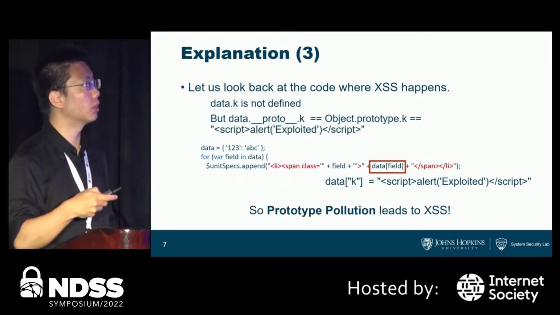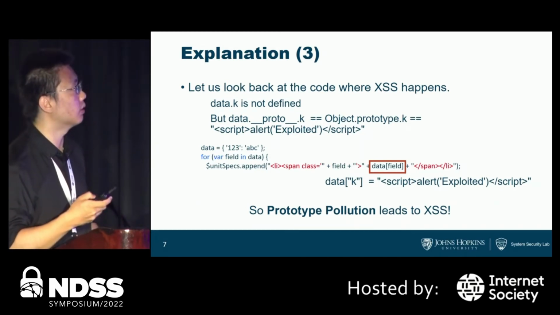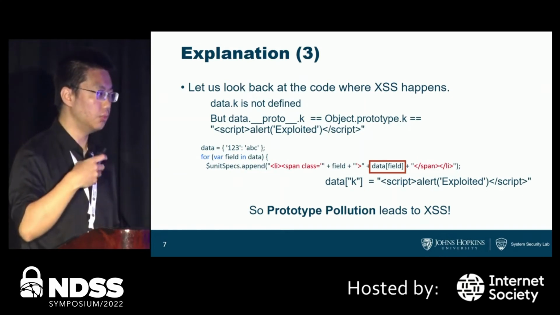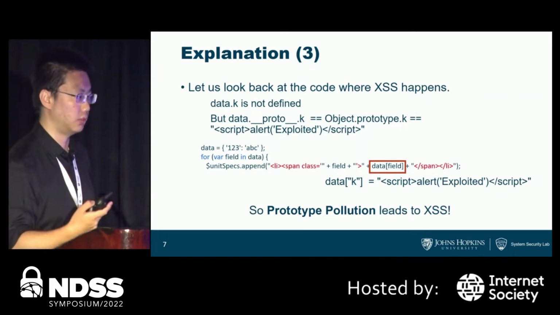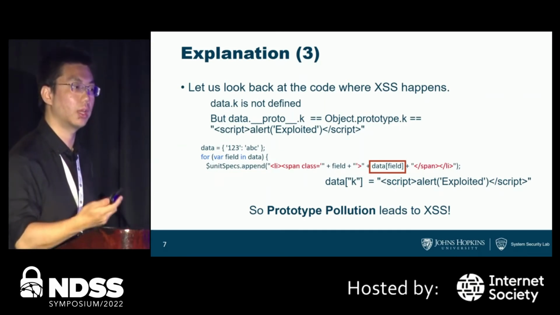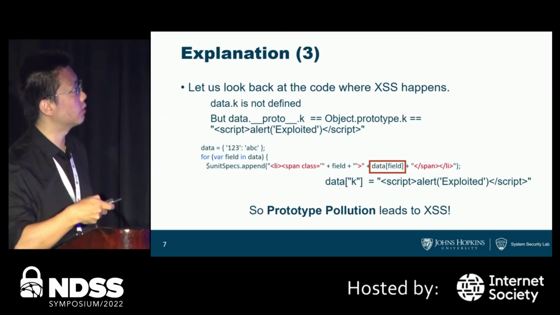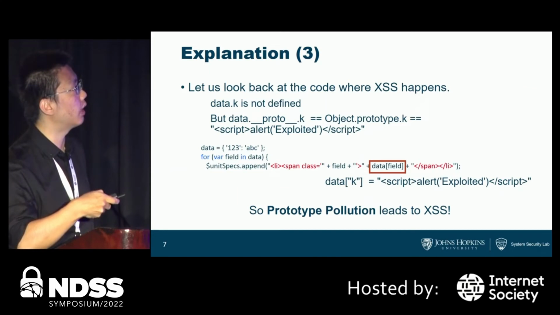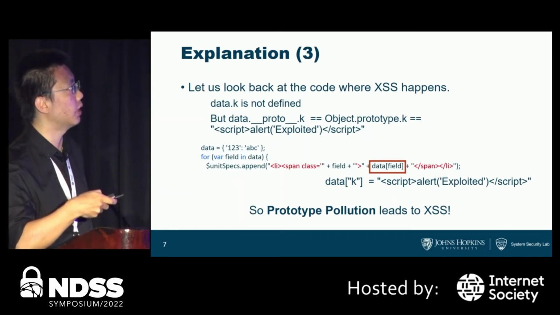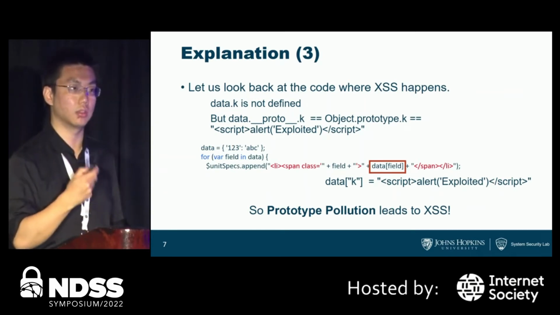But here we have a question. Actually, data.k is not defined. So when data.k is not defined, how does data[k] equal this malicious script? The answer is through the prototype chain mechanism in JavaScript. When data.k is not defined, JavaScript will further traverse the prototype chain and then find data.__proto__.k, and then use this value for data.k. So that is why we see data[k] equal to this malicious script being successfully injected.